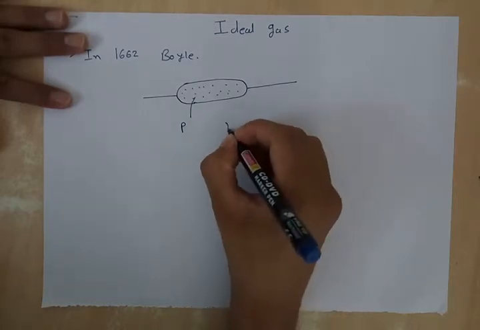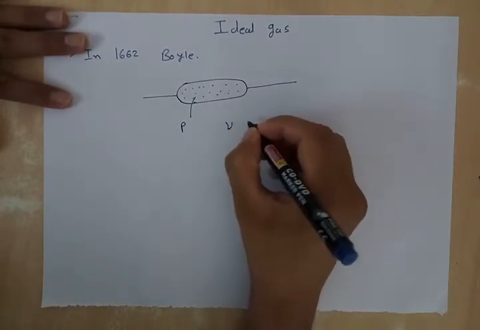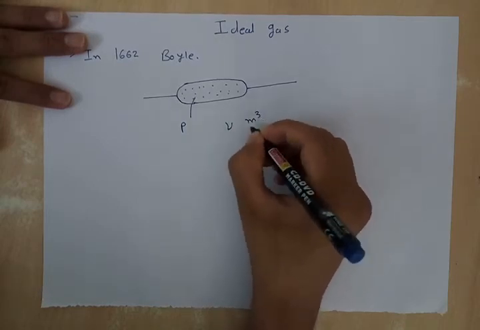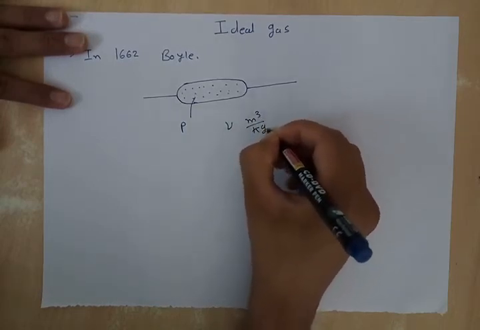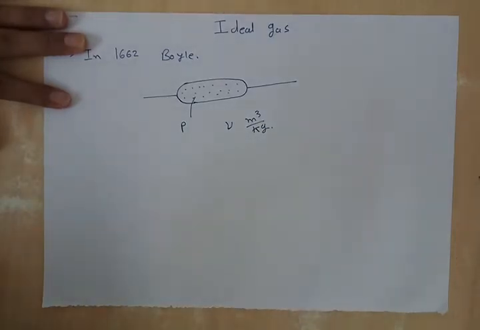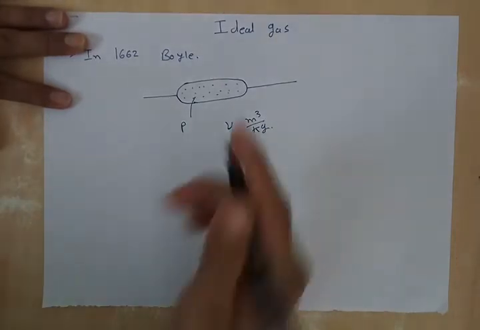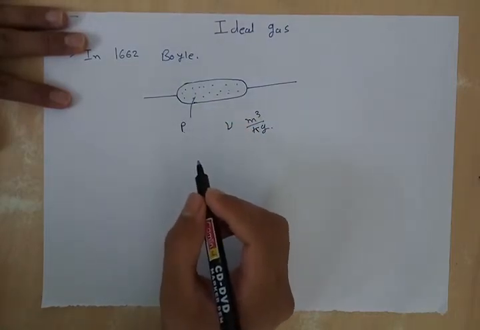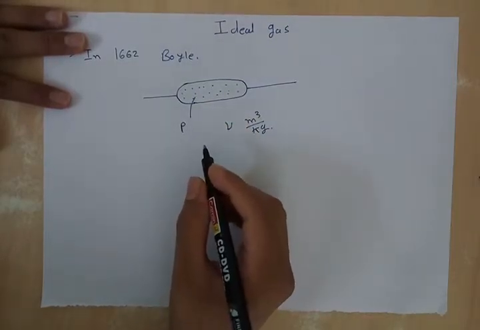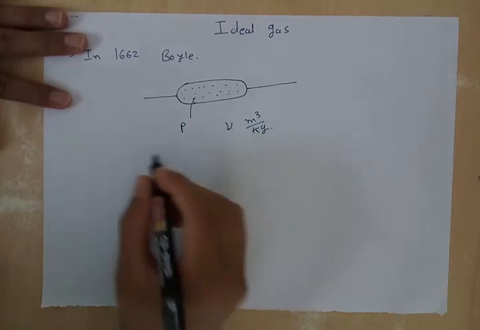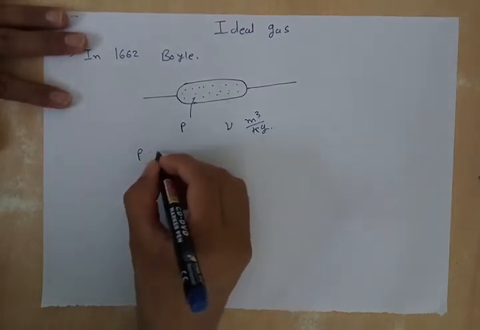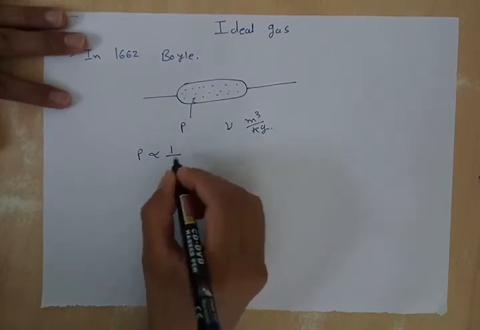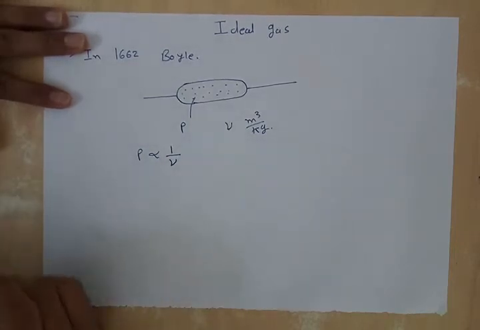Here specific volume means volume per kilogram of gas. So its unit is meter cube per kilogram. And the gas inside this vacuum tube was a low pressure gas. And from his experiment he found that pressure varies inversely with specific volume.